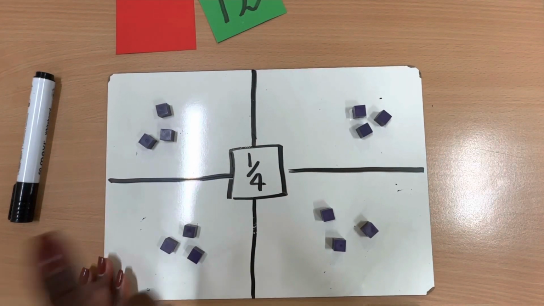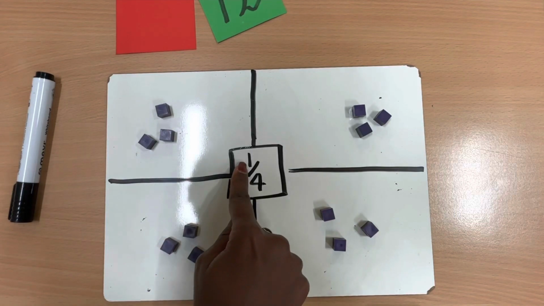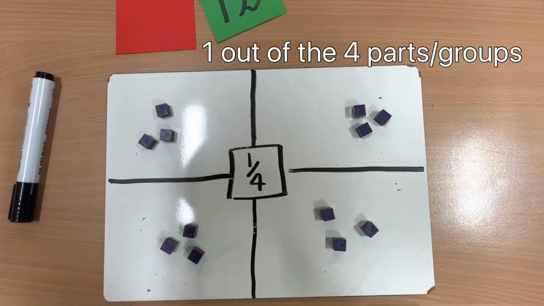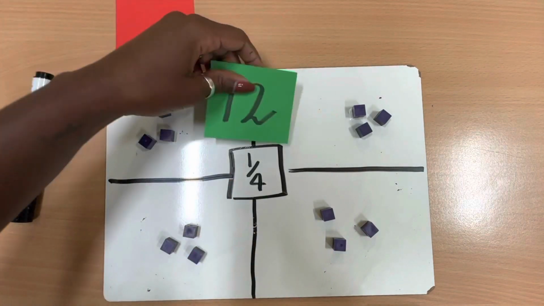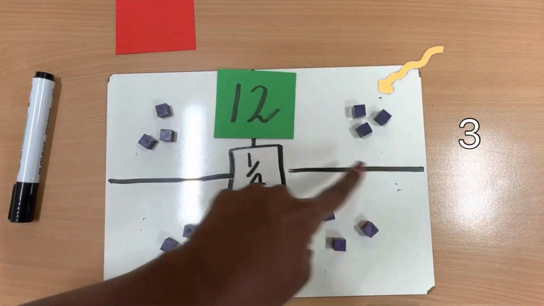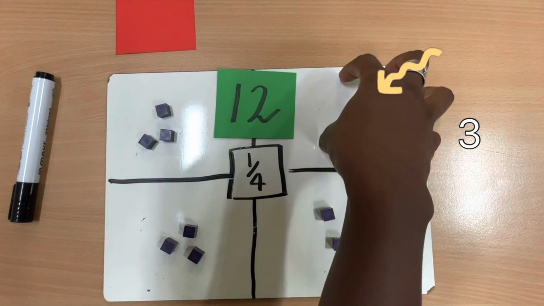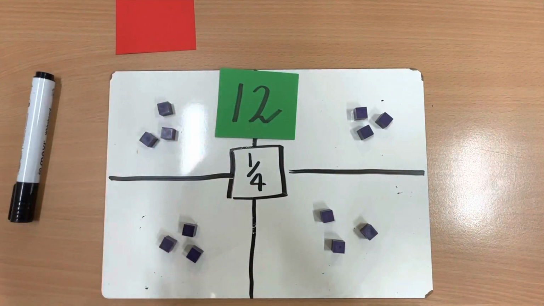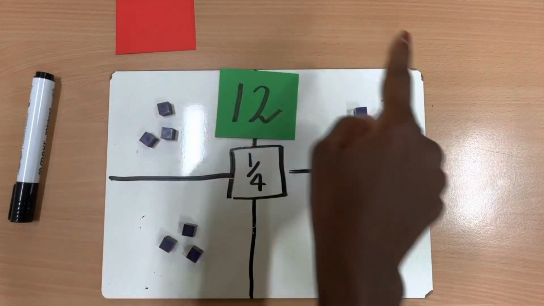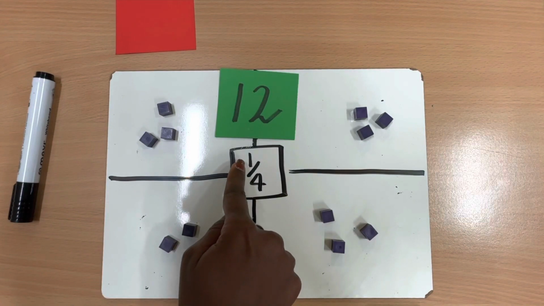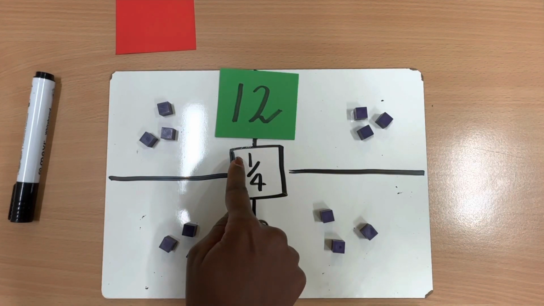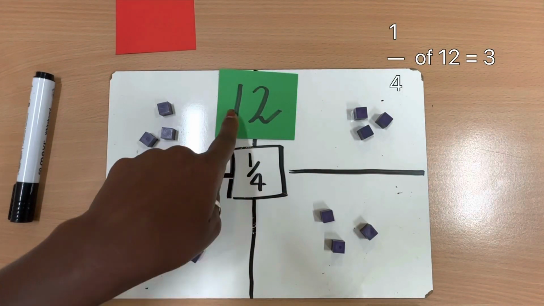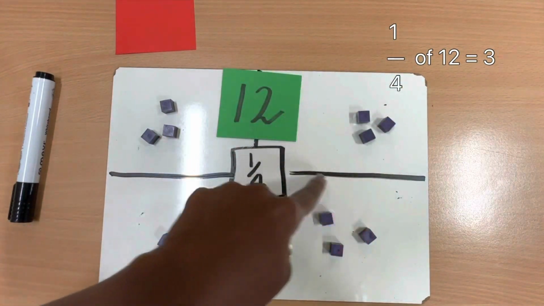But remember, I'm just looking for a quarter. I'm just looking for 1 out of the 4 parts. So a quarter of 12 is 3, just 1 of the parts, because we've got 1 part, another part, second part, third part, and a 4th part. All 4 parts make a whole, but we're only looking for 1 quarter. So 1 quarter is just 1 of those parts. A quarter of 12 is 3.